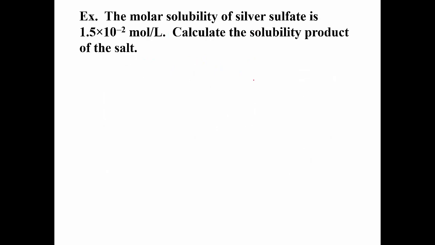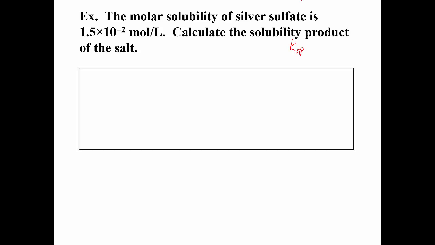Okay, so our first example. The molar solubility of silver sulfate is 1.5 times 10 to the negative 2. Calculate the solubility product of the salt. Solubility product, Ksp. Get used to that vocab. What is the solubility product? Ksp is what it's looking for.